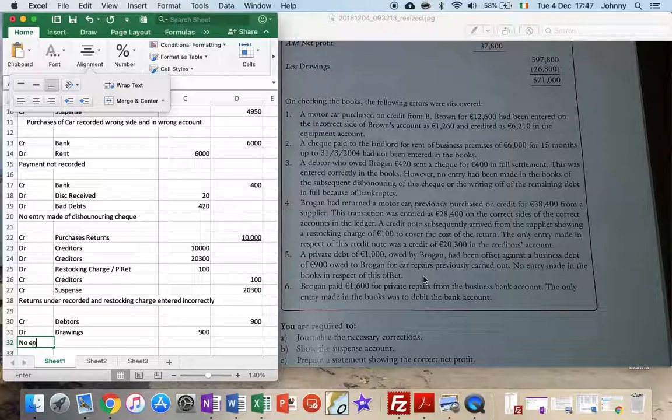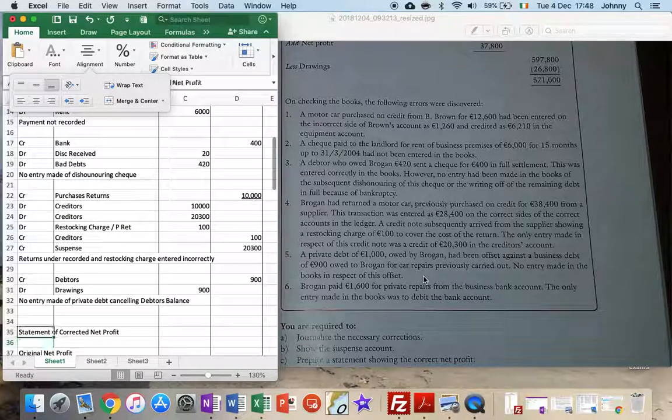So no entry of private debt cancelling a debtor's balance. And finally, I'm not sure if I have enough room here for this, so I'll just stick a couple of more lines.